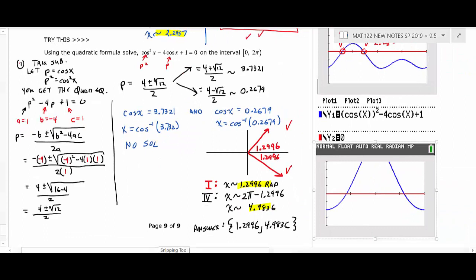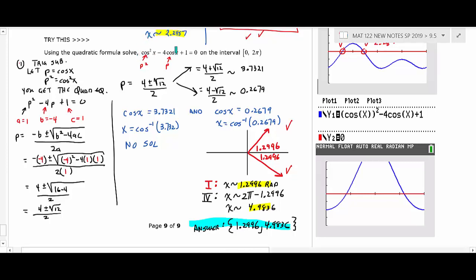The final answer that I got was this. There's two answers: 1.2996 radians and 4.9836 radians. So if you got that right, congratulate yourself for doing a great job on the mathematics. Mostly this is all calculator and using the quadratic formula. I'll kind of talk through this. If you got it right, you're done, unless you want to watch what I'm doing.